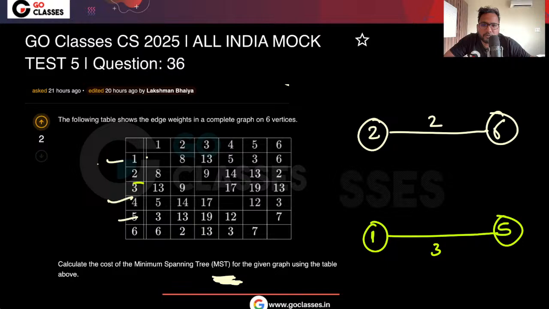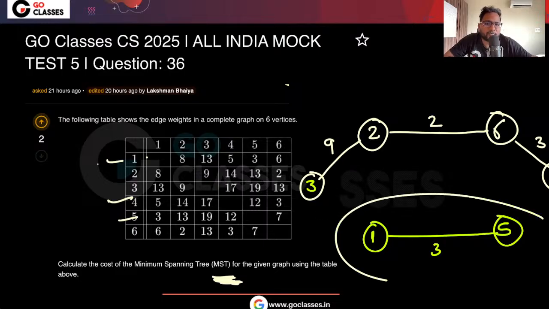For the 3, can you infer something? 3 and 2 are connected using 9, right? So for the 3, I have just used min cut. 3 and 2 are connected using 9. Now what about 4? For 4, you can say 4 and 6 are connected using 3, right? 4 and 6 are connected using 3.